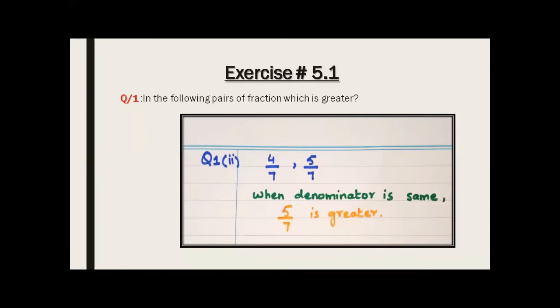Okay. I have told you in the previous slide that when we have the same denominator, what we have to do is just compare the numerators. Which numerator is greater? 5. So the answer of this question is 5 over 7. 5 over 7 is the greater fraction.